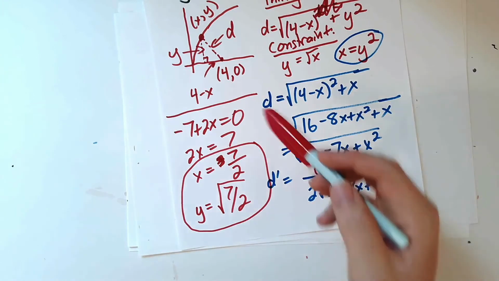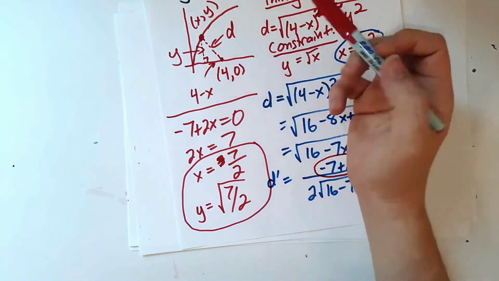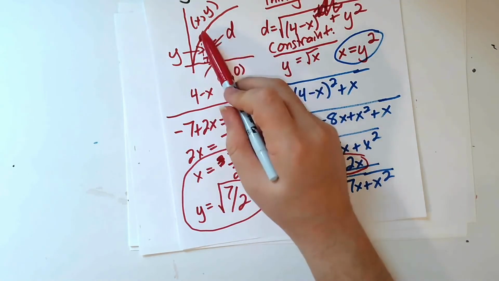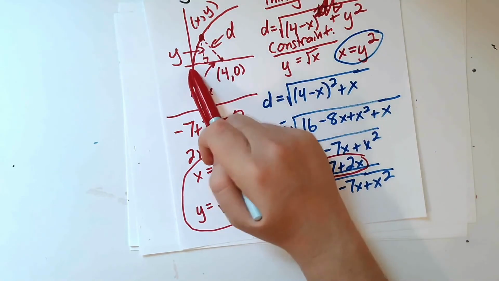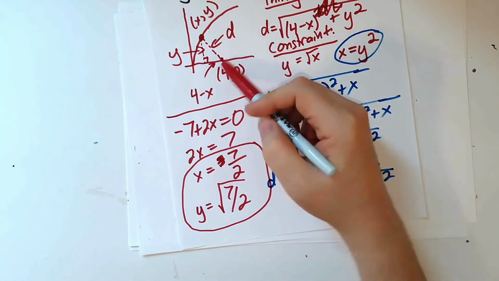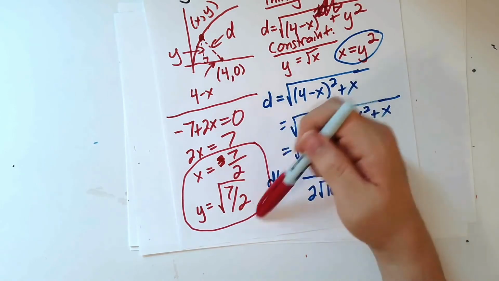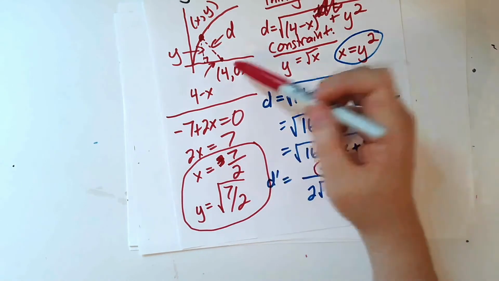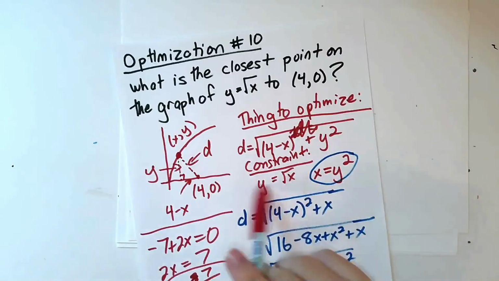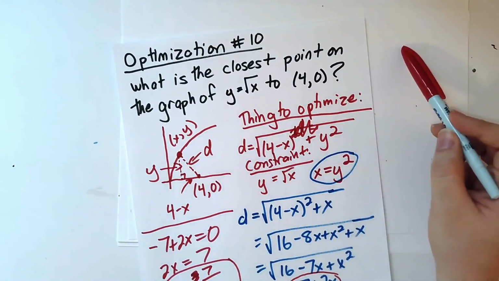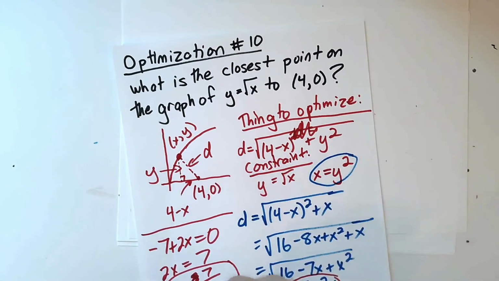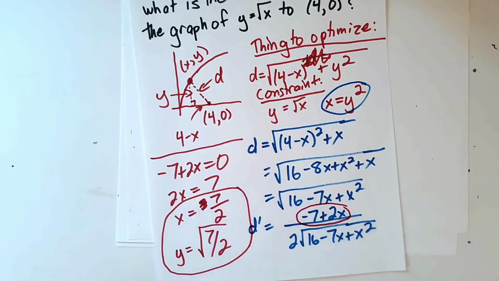Again, if you want, you can check the endpoints, and you should check at least this endpoint on the left. At this endpoint on the left, x is 0 and y is 0, but that's visibly a distance of 4, and 4 is greater than this square root of 7 halves, so that's worse. Whereas there isn't really an endpoint over here if I just follow this curve out here, then I'm going to end up way further away from this point than that point. So this has to be the actual minimum that I'm looking for.